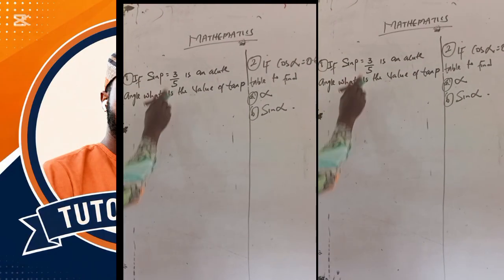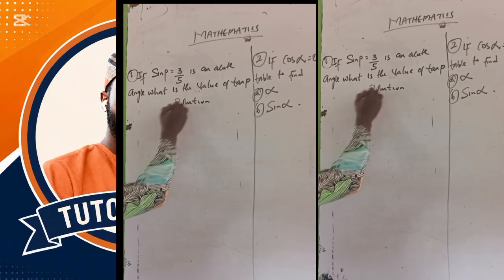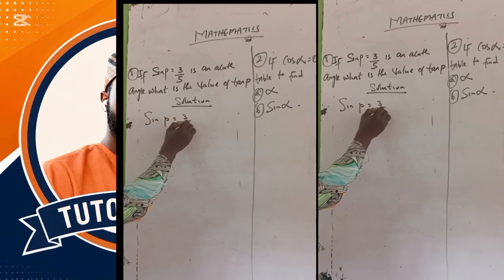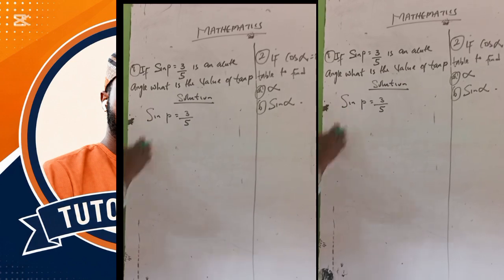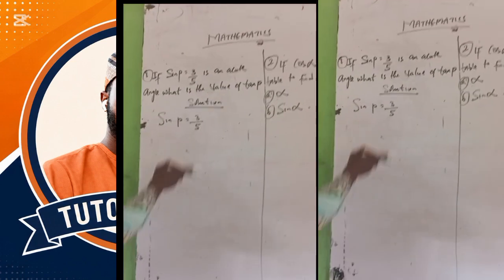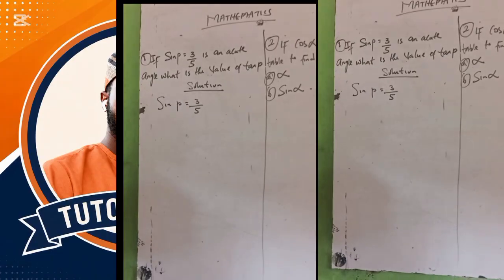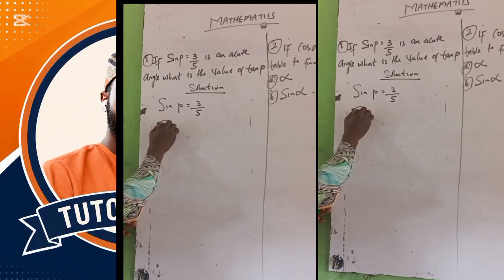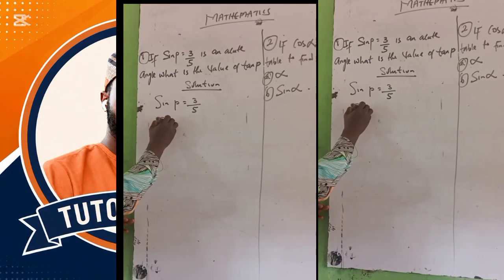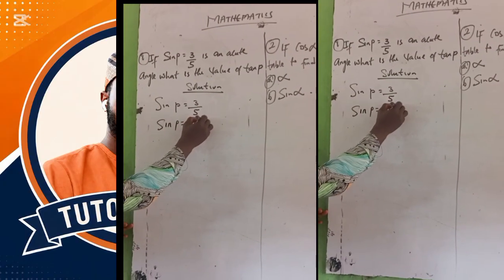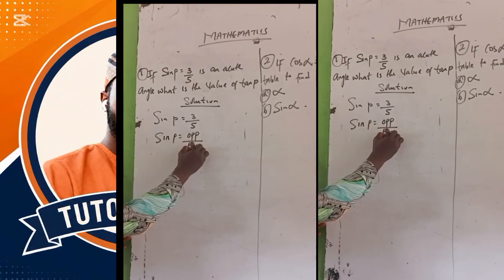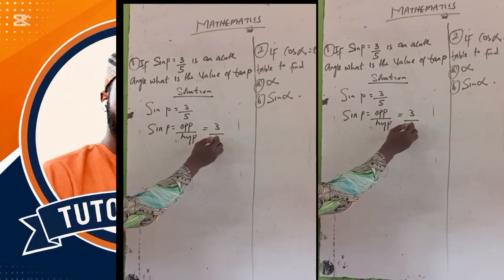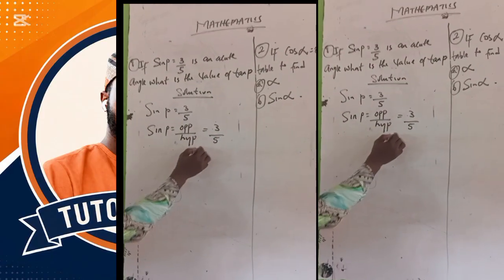And we're given sin p equals 3/5. So write it out: sin p is equal to 3/5. So our sin p will now be equal to opposite over hypotenuse. So the value for opposite is 3, and the value for hypotenuse is 5. Now we draw a triangle to show it.